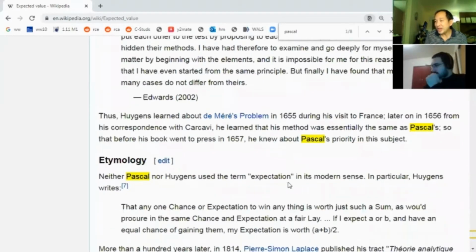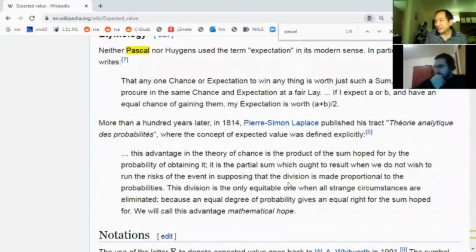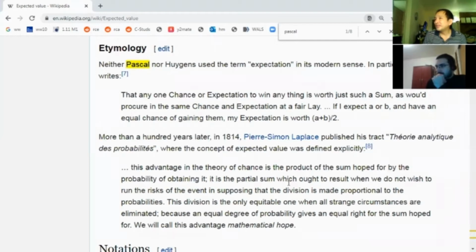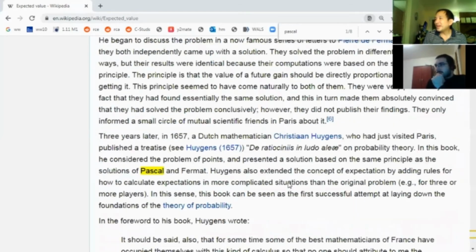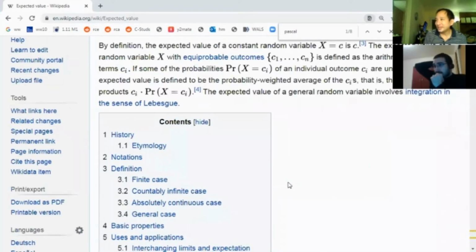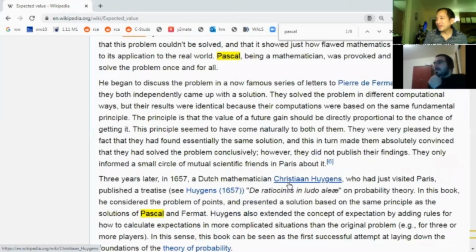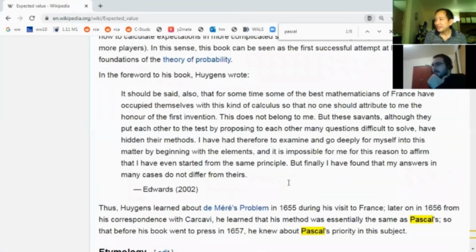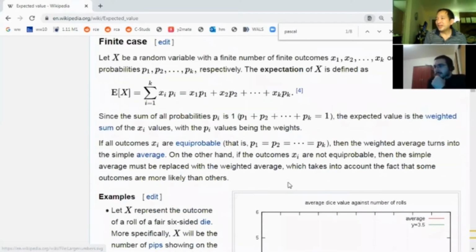So, it says here, neither Pascal nor Huygens used the term expectation in the modern sense. So interested people can look at this, but the idea of expected value comes from those mathematicians, Pascal, Fermat, and Huygens. And this does relate to Pascal's wager.